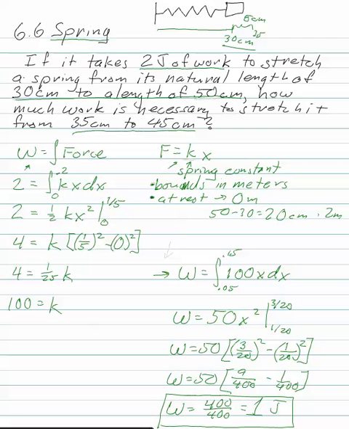Sometimes they'll give you the k, and you just jump straight to the second part down here, because you already have the k, so you just want to integrate it. But always remember these 2 important facts. The bounds have to be in meters, so you change them from centimeters to meters, and at rest is 0. The biggest mistakes we see are people treating this as the integral from 30 to 50, or the integral from 0.3 to 0.5. They remembered to make it in meters, but they forgot that 30 was the natural length, so it's a 0.